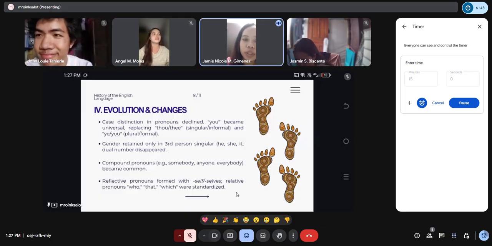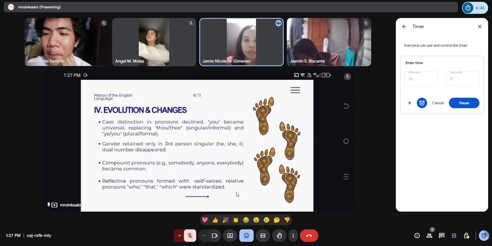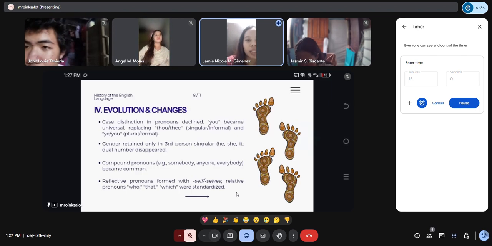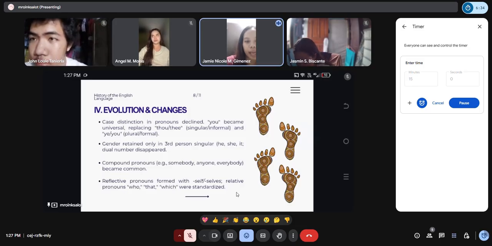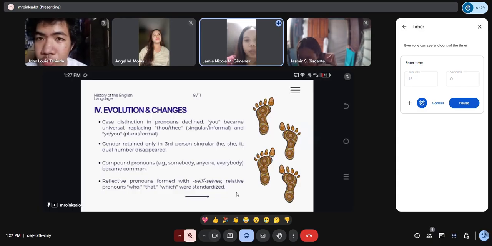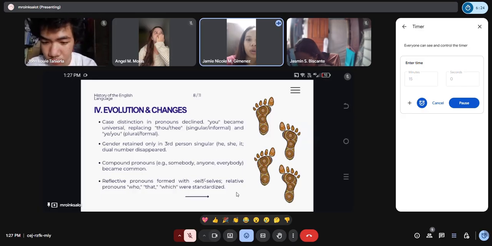Thank you. Now let's proceed to the discussion of the evolution and changes of pronoun declension in early modern English. During the early modern English period, major changes occurred in the way pronouns were used and declined. Case distinctions gradually weakened, most notably between ye, the nominative, and you, the objective, until you became the standard form for both subject and object, as well as for both singular and plural uses. Older grammatical features such as gender distinctions and the dual number were lost, leaving only he, she, and it to mark gender in the third person singular.